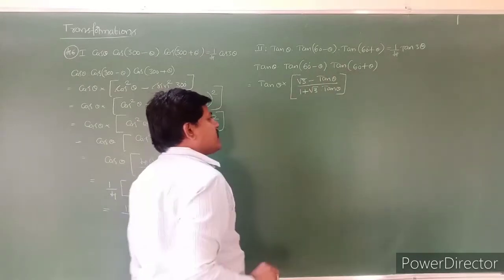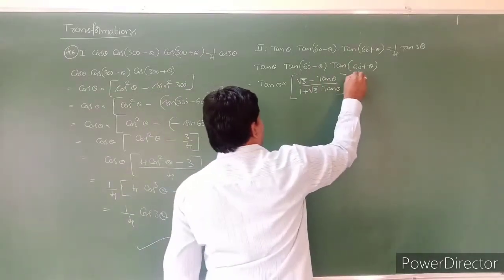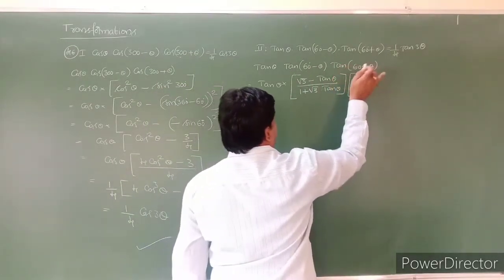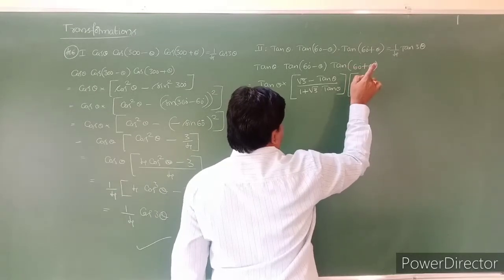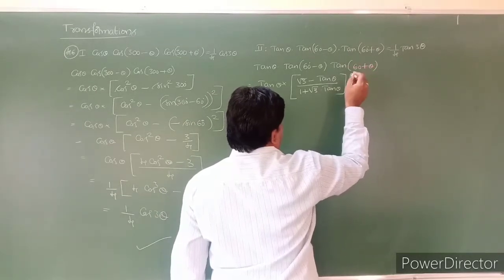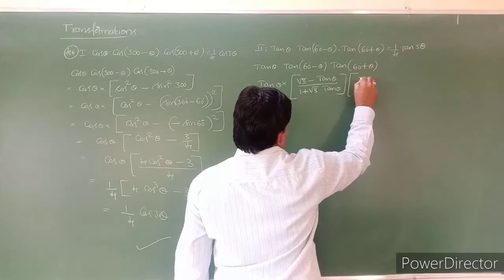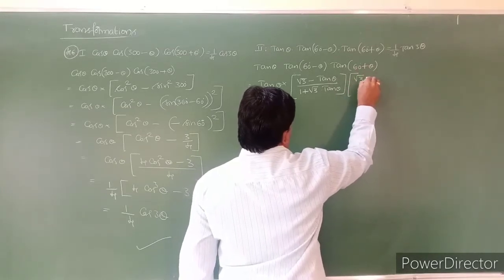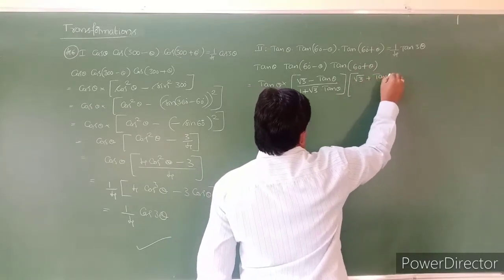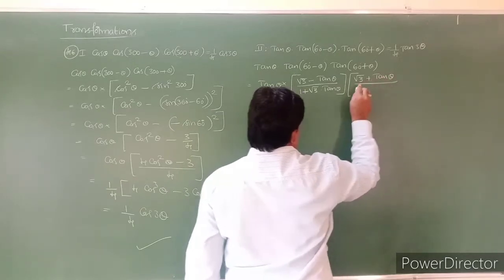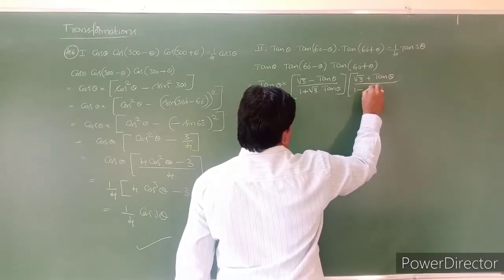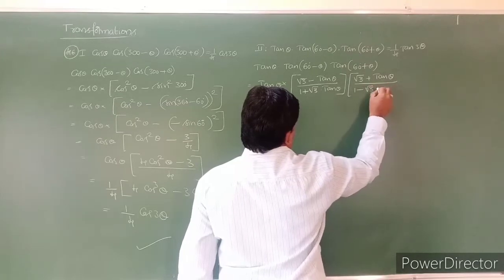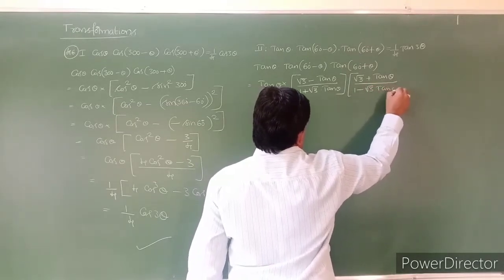So similarly apply the same formula for the second one also. What will you get? It is also the same formula, tan of a plus b. So apply the tan of a plus b formula, which is tan a plus tan b by 1 minus tan a tan b. Tan a is root 3 plus tan b is theta, by 1 minus root 3 tan theta.